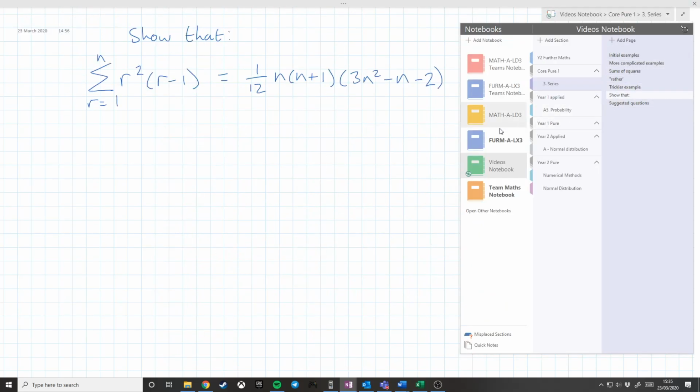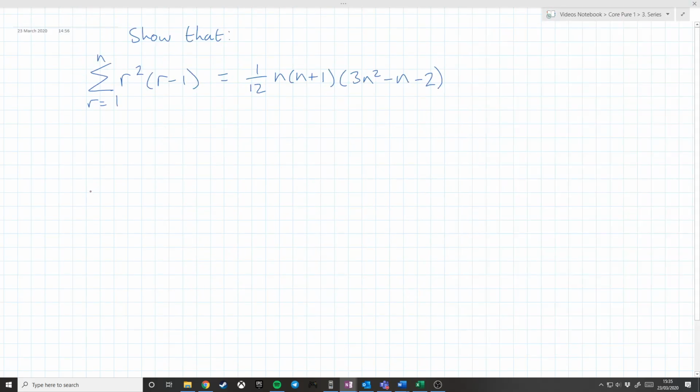Okay, one last example for this chapter. So how am I going to tackle this? I need to show this. Definitely going to be doing factorizing. Going to look at this and I'm going to try and split it up. So the left-hand side is equal to the sum from r equals 1 to n of r cubed minus r squared. Because if I multiply that out, I can see that I can change this into two equations that I know.